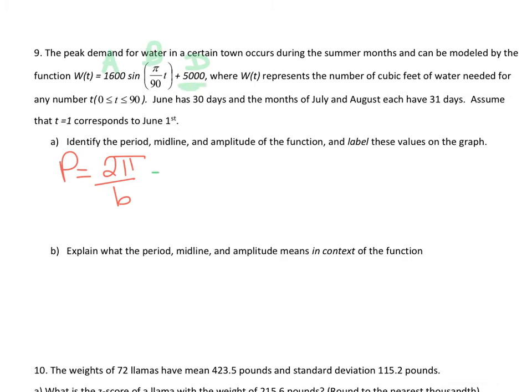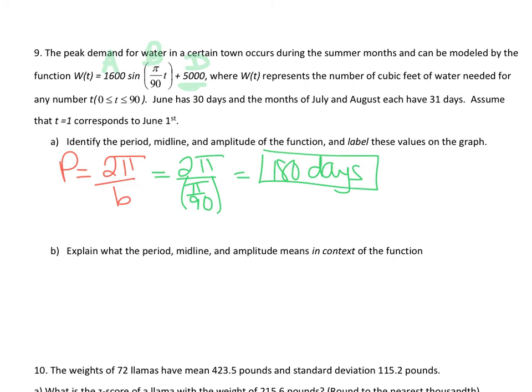So I'm going to find my period by doing 2 pi over pi over 90. If you divide that in your calculator, you're going to end up getting 180. Now remember, period is how long it takes to make one full cycle. So since this is a sine curve, it would take from 0 to 180 to make one full sine curve. Now the midline and the amplitude have to do with the height of the curve. The midline would be the middle, and then the amplitude would be how high it is above and how low it is below the midline.